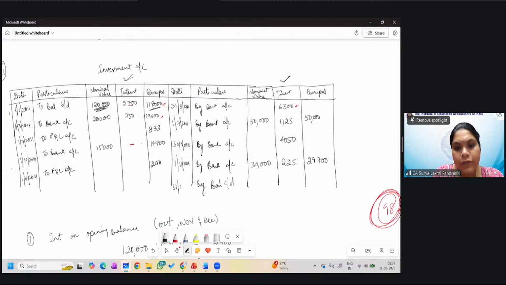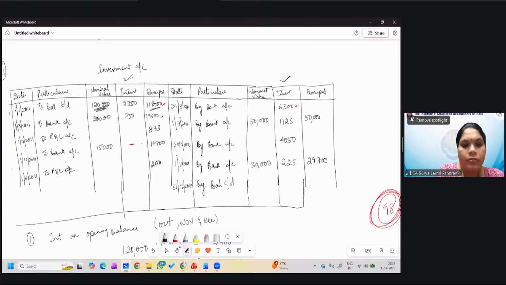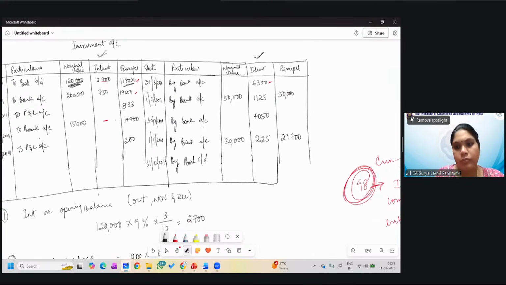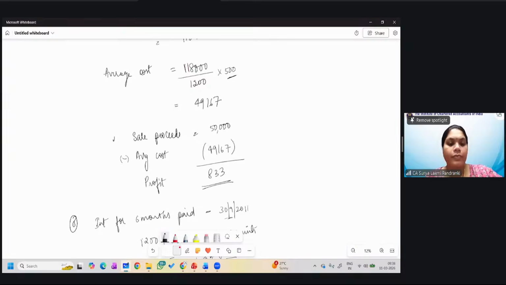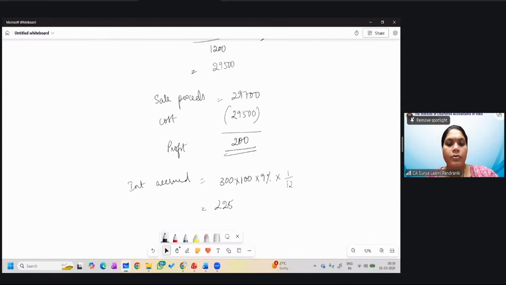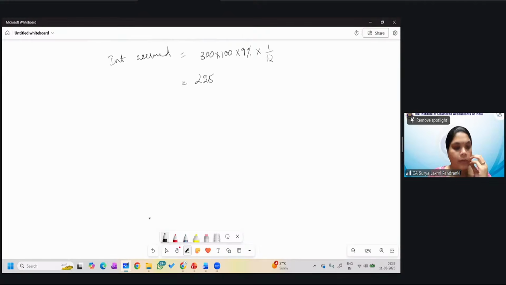This will be on 31st December 2011. Okay. For nominal value, 1,55,000 is the total of debit. Let us do the balancing figure first. That we need. 1,05,000, ma'am, as a balancing figure.